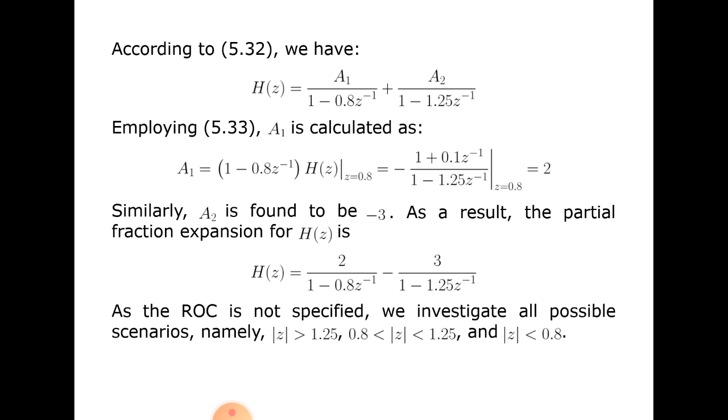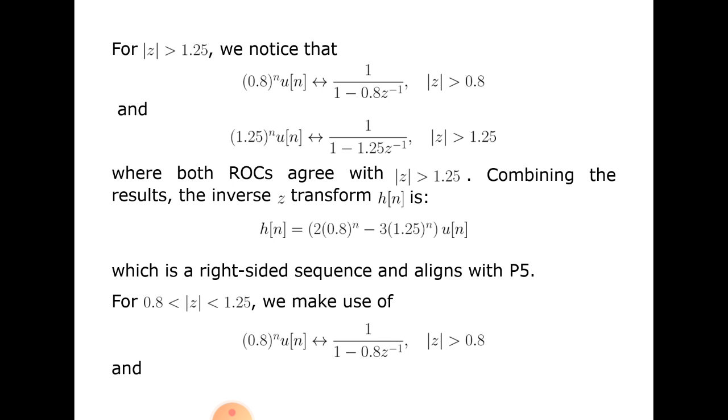As a result, the partial fraction expansion of H(z) is 2 divided by (1 - 0.8 z^-1) minus 3 divided by (1 - 1.25 z^-1). As the ROC is not specified, we investigate all the possible scenarios, namely modulus of z greater than 1.25, modulus of z greater than 0.8 and less than 1.25, and modulus of z less than 0.8.